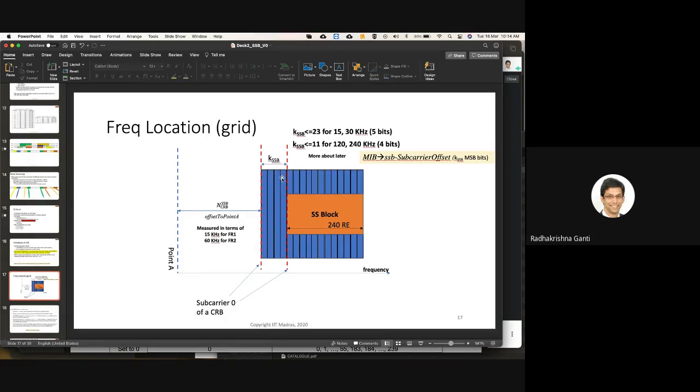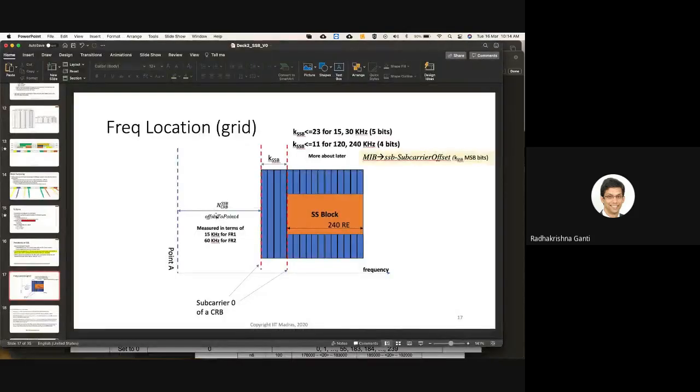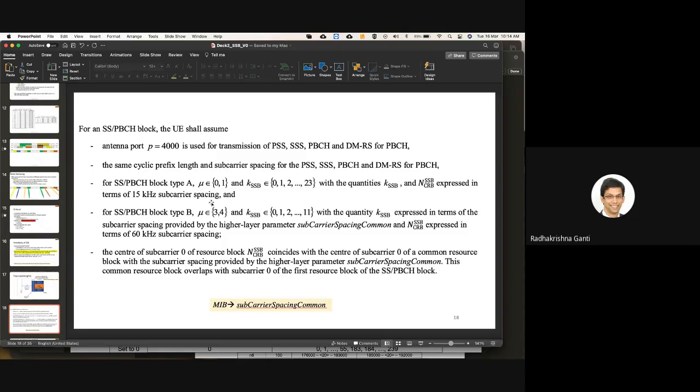Essentially KSSB is a finer granularity tuning, where it's on the boundary of a resource element, because it's given by 60 kilohertz subcarrier spacing, whereas this offset to point A is on the boundary of a resource block, of a common resource block. That's what happens. So this is what I was putting here. Sorry, I should have shown you this.